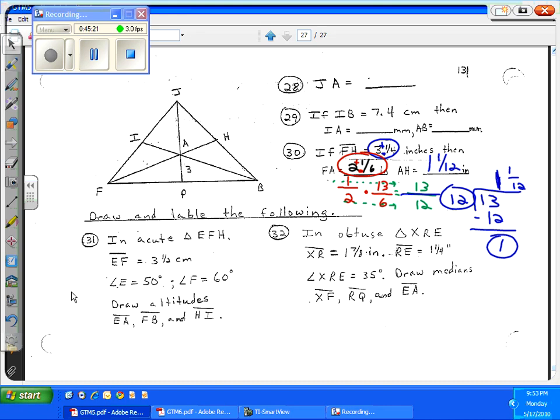Any questions on 28, 29, 30? Again, it should have been given that the medians intersect at a point so that the big piece is 2/3 and the little piece is 1/3. That point A is 2/3 of the distance from a vertex to the midpoint of the opposite side. That point A is called the centroid. The medians are concurrent at a point, and the name of that point is the centroid. Okay.